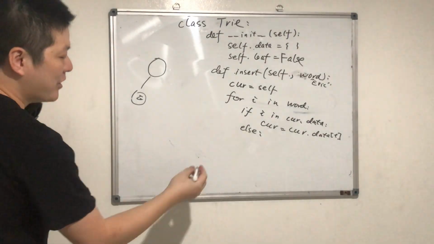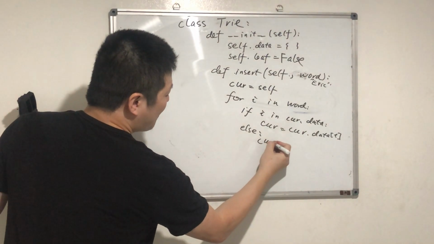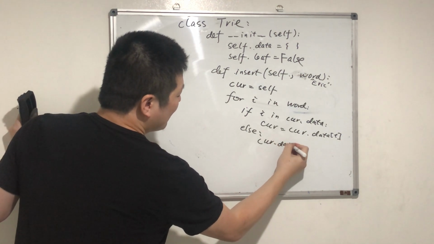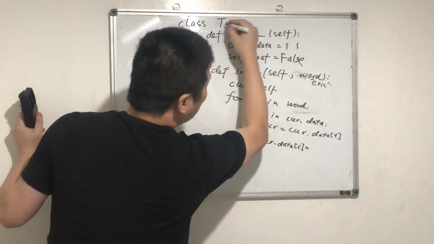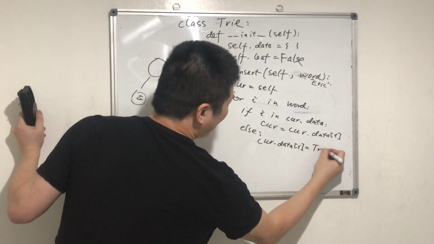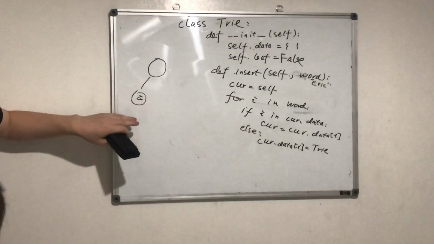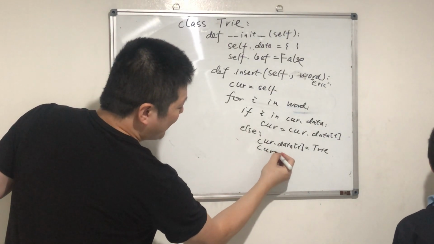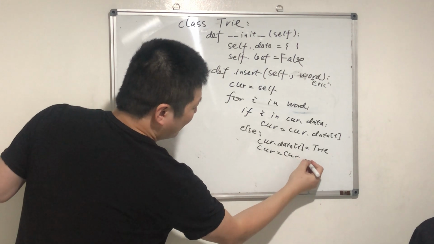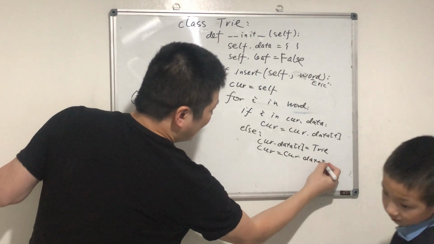If not, then we need to do this. Current.data[i] equals try, create a node and put it here, right? Look, yeah? And then I need to copy this line here, right? Current equals current.data[i].